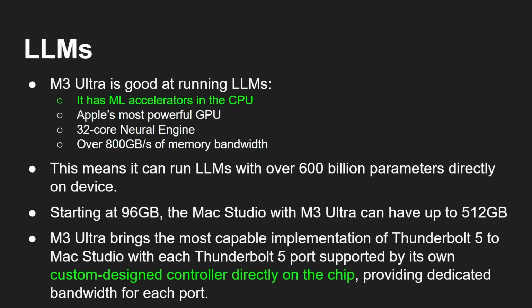The M3 Ultra brings the most capable implementation of Thunderbolt 5 to the Mac Studio, with each Thunderbolt 5 port supported by its own custom designed controller directly on the chip. And I'd love to find out some more information about this controller that they've added to the M3 Ultra here. I think they've also added it to one of the M4s, because you can get Thunderbolt 5 on the Mac Studio with the M4 chip in it as well.